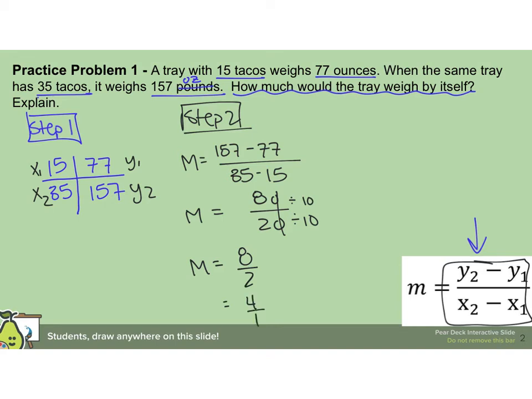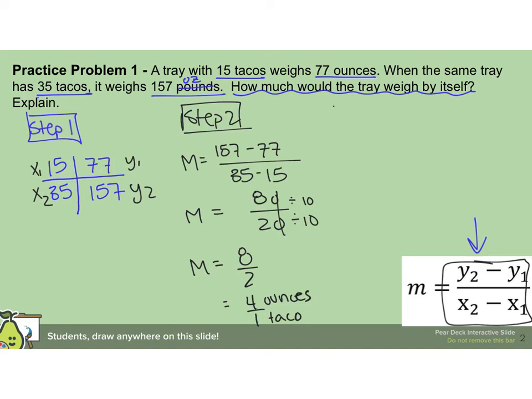And what does the 4 stand for? Ounces for 1 taco. So now I have the weight of 1 taco. It's 4 ounces. Okay, I haven't answered the question. The question is, how much is just the tray, right? So before I can find the tray, I've got to find how much each taco weighs, because now we're just going to subtract, okay? I know they gave me 2 different points, and you can use either point, and I'll show you both.